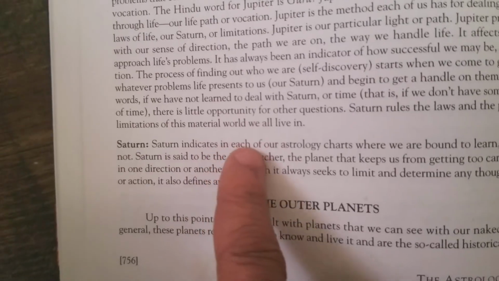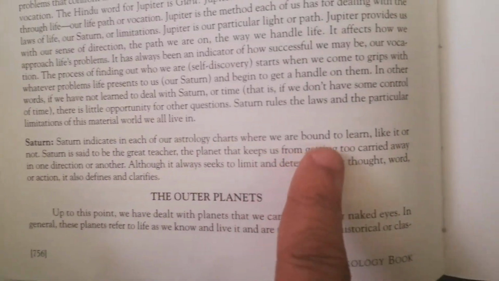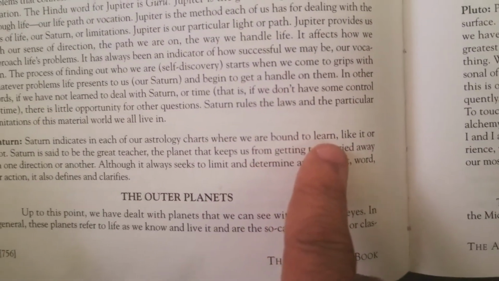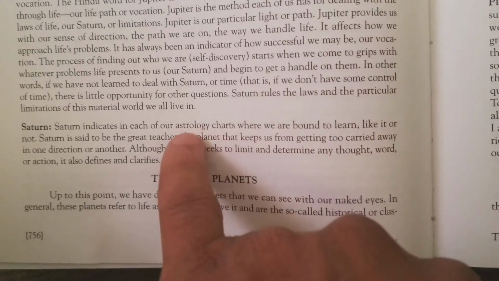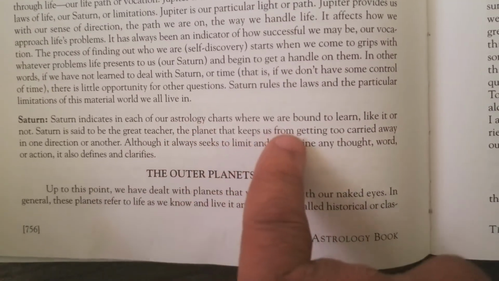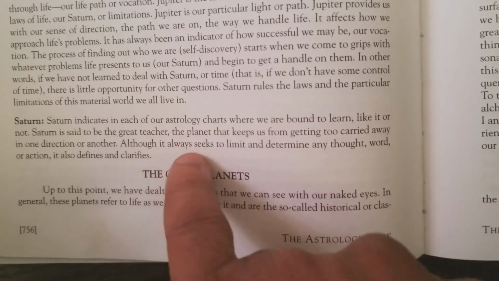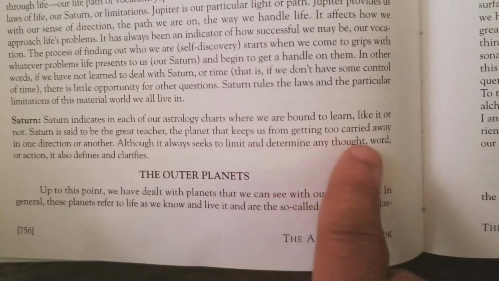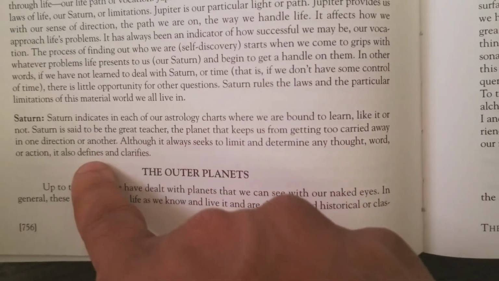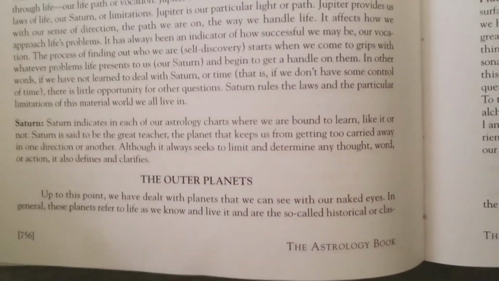Saturn indicates in each of our astrology charts where we will be bound to learn. Like it or not, Saturn is said to be the great teacher, the planet that keeps us from getting too carried away in one direction or another. Although it always seeks to limit and to determine any thought, word, or action, it also defines and clarifies.